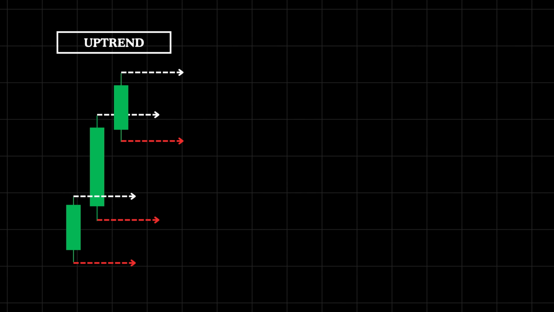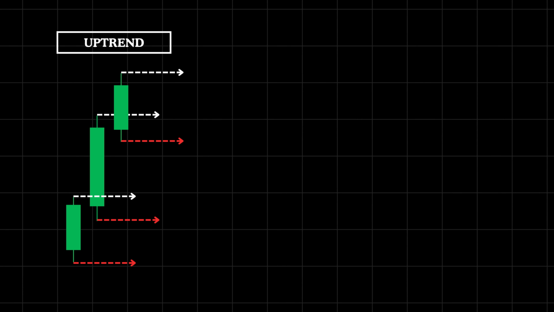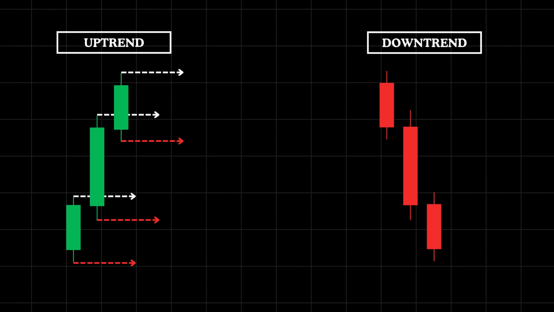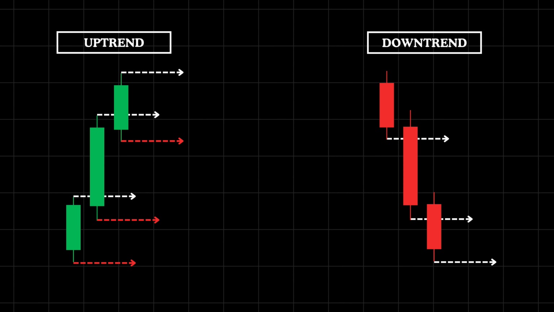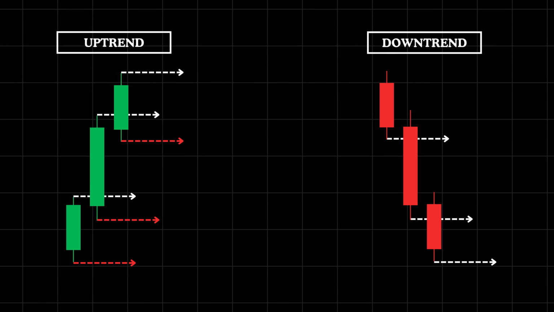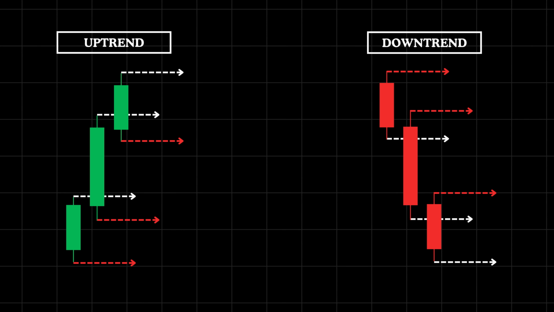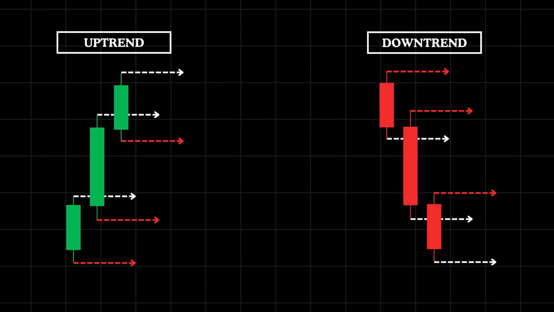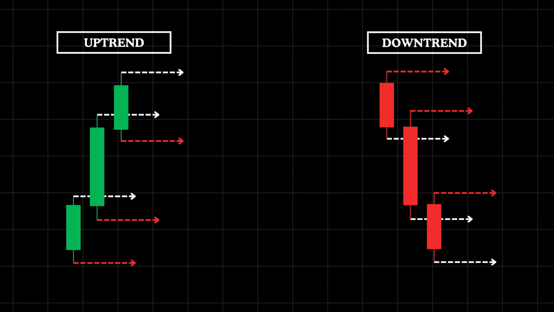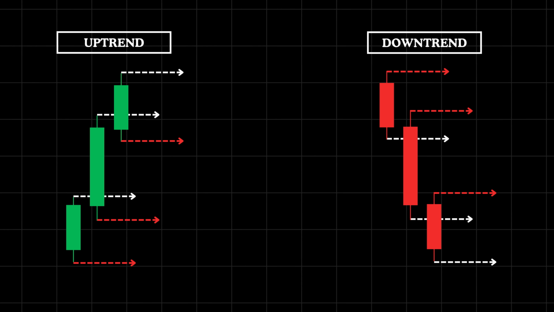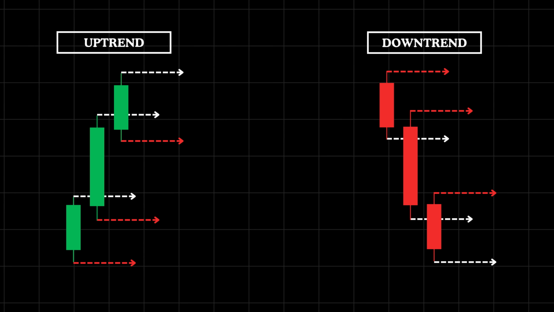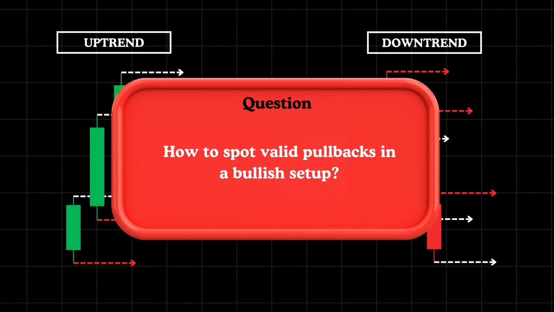The same principle applies in reverse for a bearish trend. A candlestick-driven downtrend appears when price action generates back-to-back bearish candles, where each candle breaks the previous one's low, indicating firm downward pressure. During a single bearish impulse, it's key that the high of each candle is at or below the prior candle's high. Now, let's understand how to spot valid pullbacks in a bullish setup.